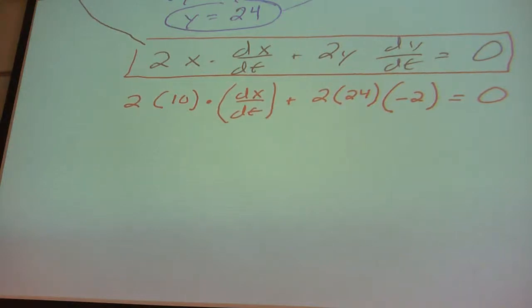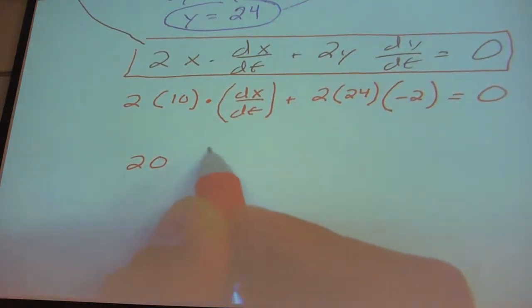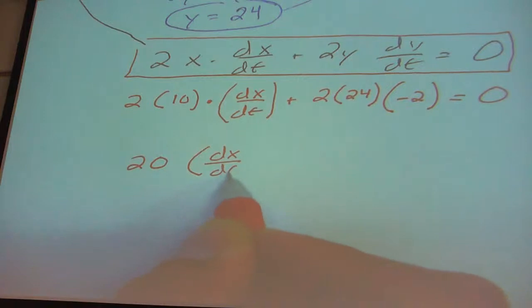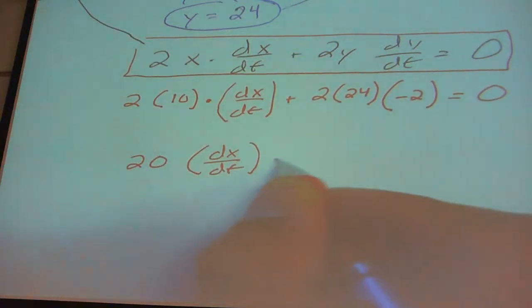And if you're trying to figure out what we are doing here, we have two equations and we're trying to solve for something. We find everything we can find, and then we can plug in and solve for what we want. So let's do a little algebra. What's 2 times 10? 20. 2 times 24 times negative 2 gives you negative 96.